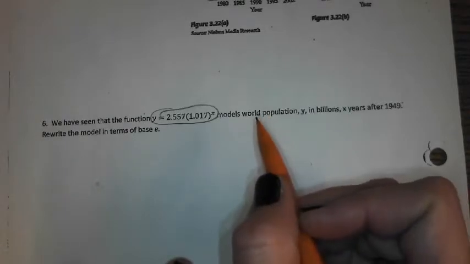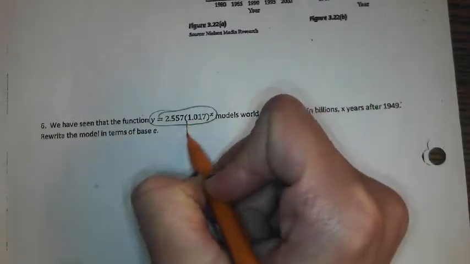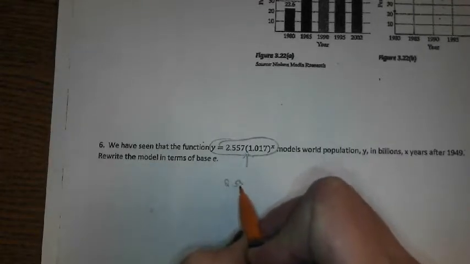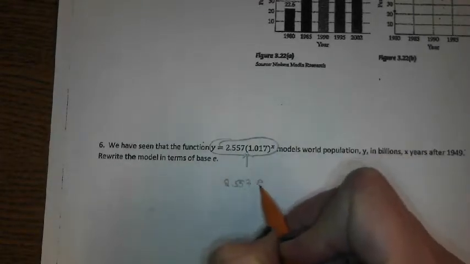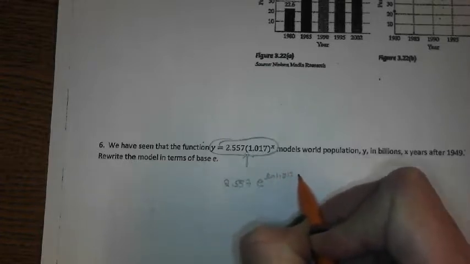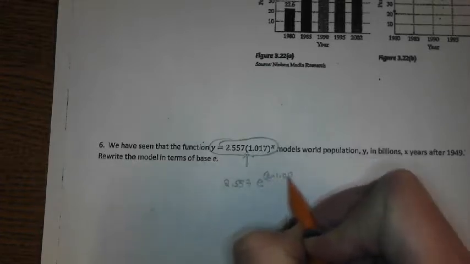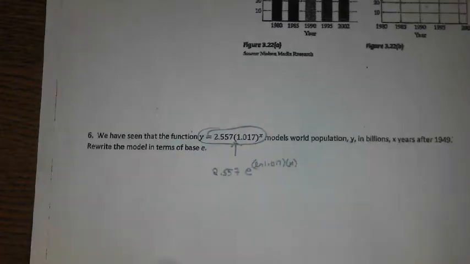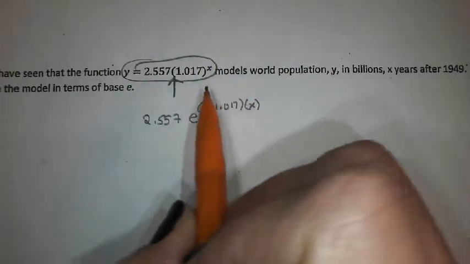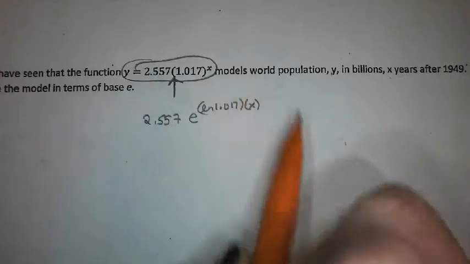Oh, yeah. So they slip in here, in order to write it in terms of base e, so it's going to be more like the PERT formula. They slip in here 2.557 e to the natural log of 1.017 times x. What's that? Well, because right here you can't, it's not in that PERT formula.